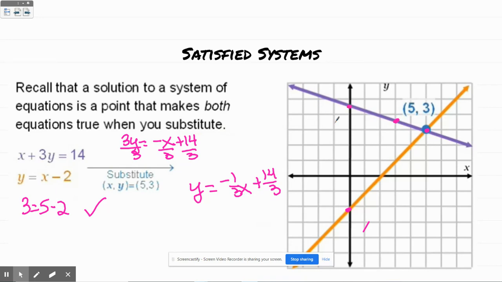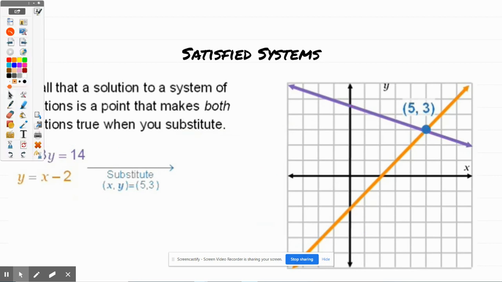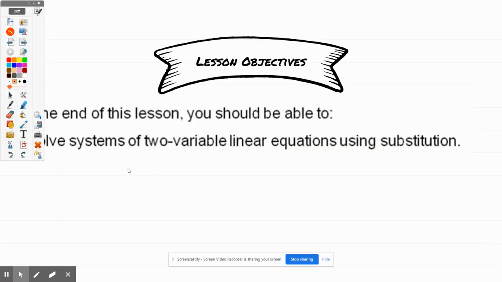I believe the line is correct, but when I check to see if it's satisfied, it will be easier for me to go to the standard form. Plug in x is 5, plus 3 times 3 is 5 plus 9 equals 14. Sure enough, it satisfies both equations. So systems are satisfied when you find the solution.